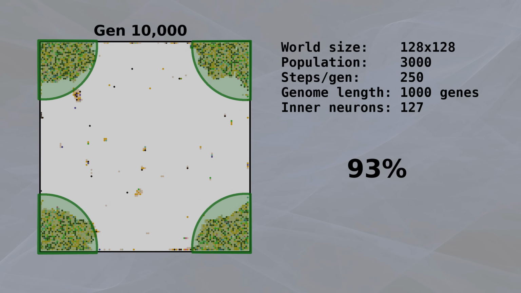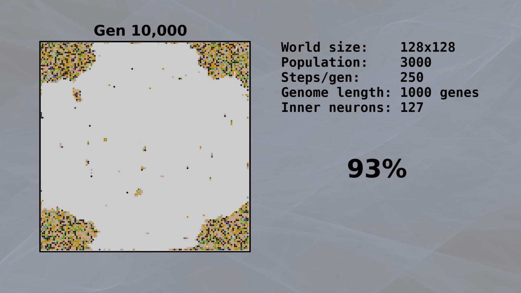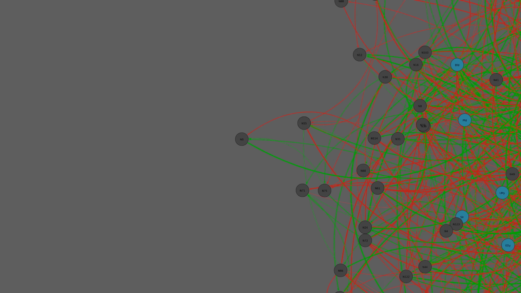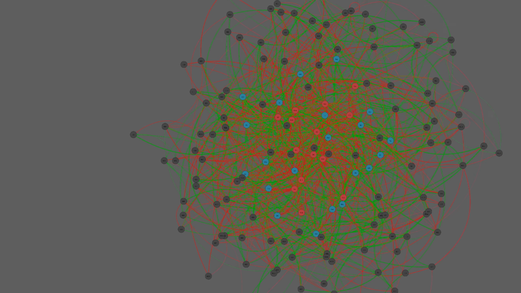In this colony, there are many different strains, as you can tell by the different colors. The majority of them have brains that are wired up more or less like this, and this is definitely too complex for a human being to understand how it works.